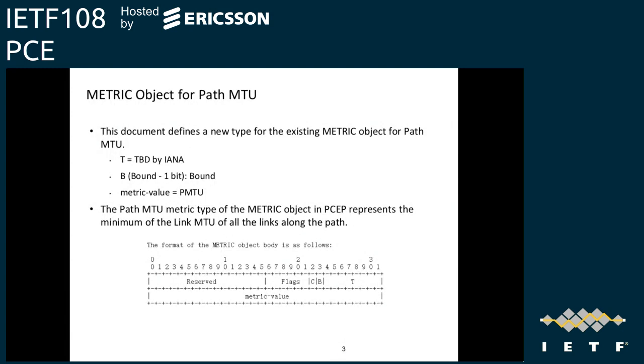So basically, this draft defines a new type for the existing metric object for Path MTU. And the type value needs to be allocated by IANA. And the Path MTU actually goes into the metric value to represent the minimum of the link MTU of all the links along the path. Next, please.